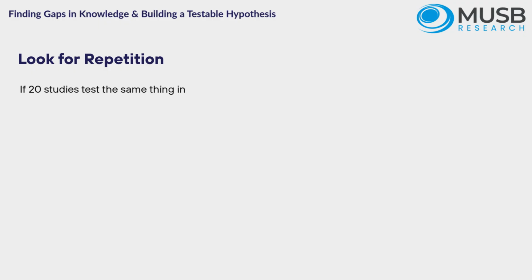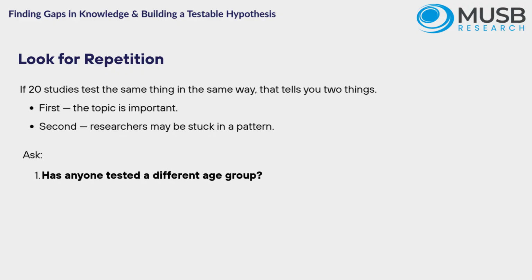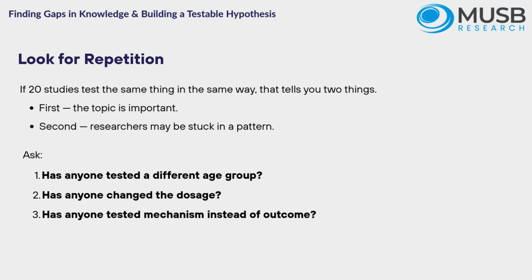If 20 studies test the same thing in the same way, that tells you two things. First, the topic is important. Second, researchers may be stuck in a pattern. Ask, has anyone tested a different age group? Has anyone changed the dosage? Has anyone tested mechanism instead of outcome? Innovation often comes from small shifts.